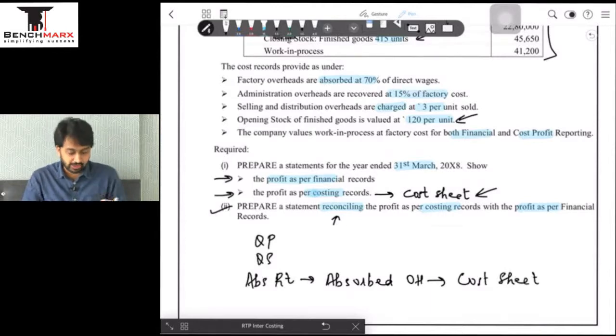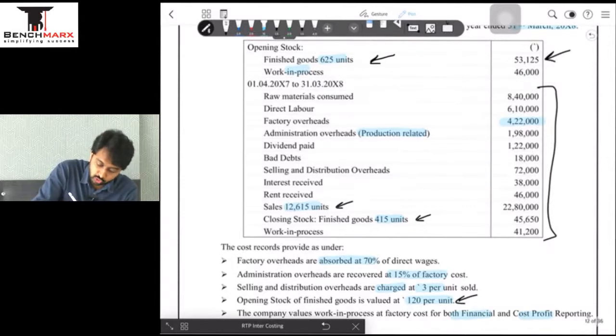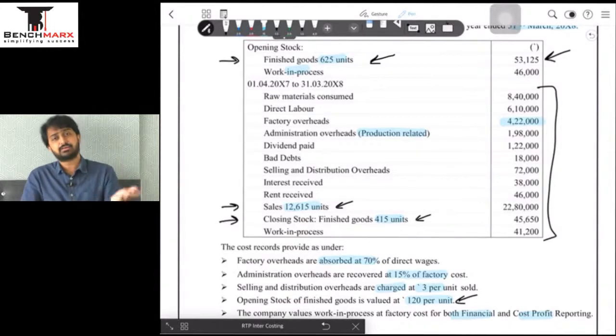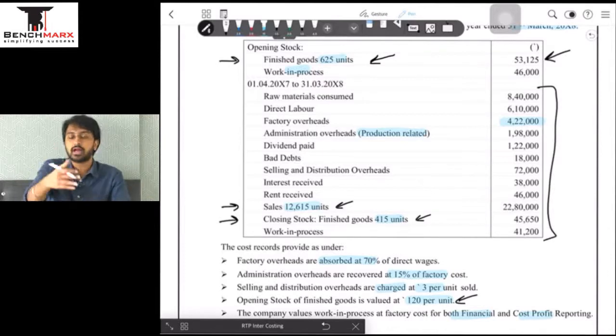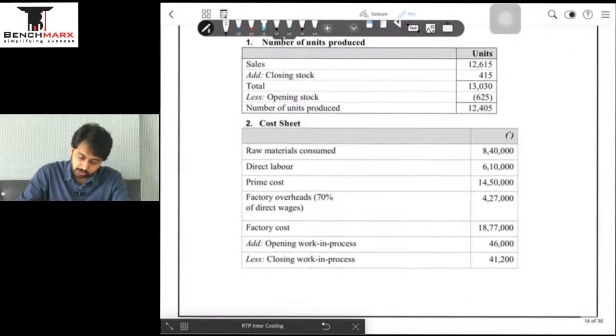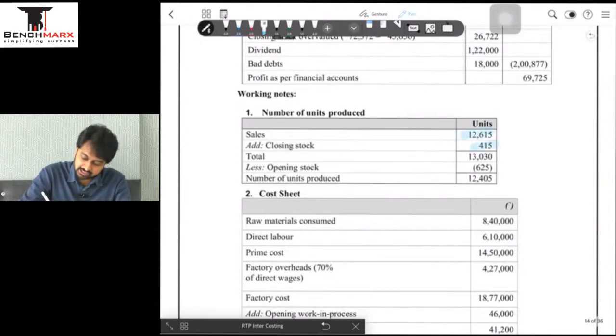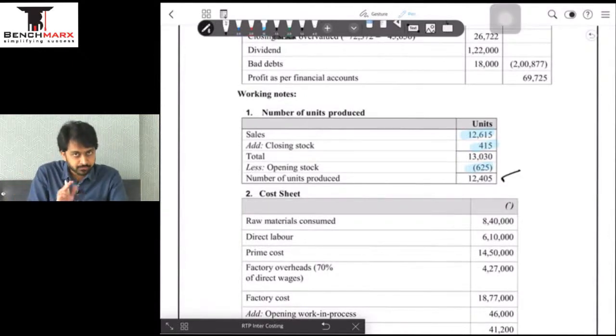Do we have the quantity produced before we start the cost sheet? Do we have this? Directly mention नहीं किया है, but we can find it out because we know the finished goods का opening, we know finished goods का sales, and we know CS of finished goods. Sales plus CS minus OS will give me the quantity produced, and this is my first working note before I start preparing the cost sheet. So that is exactly what the ICI has done in the working note. Yes, that's what they have done. So what they have done is sales plus CS minus my OS, and this will give them the goods produced. This is the output for which I will prepare the cost sheet.